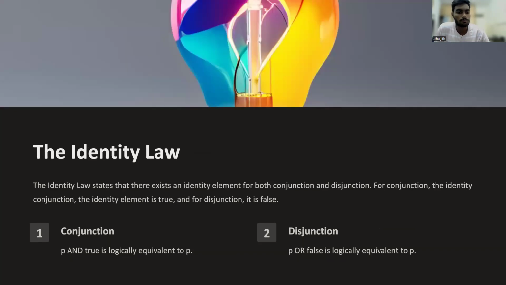The identity law. The identity law states that there exists an identity element for both conjunction and disjunction. For conjunction, the identity element is true, and for disjunction, it's false. Conjunction: P and true is logically equivalent to P. P or false is logically equivalent to P.